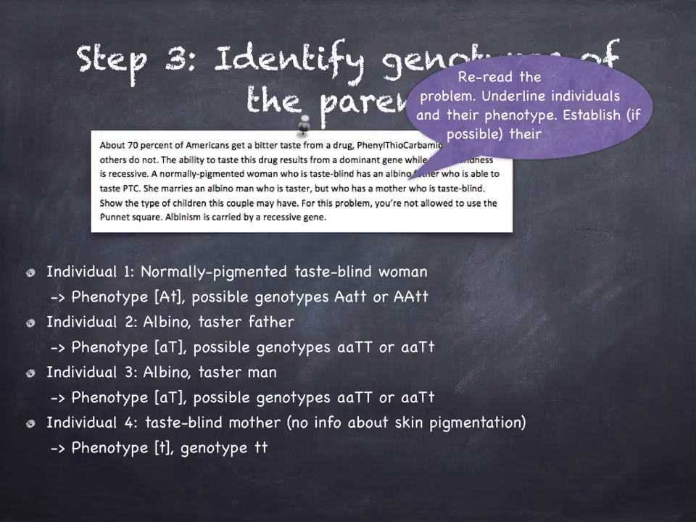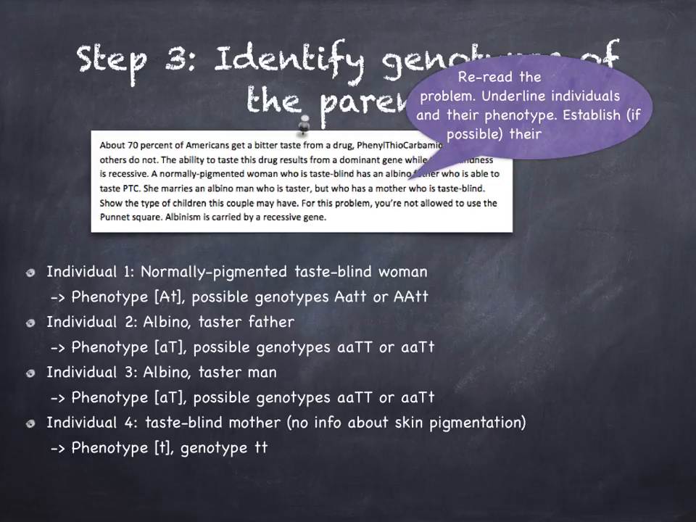Her genotype is not fully determined because the big A phenotype can come from a big A small a or a big A big A genotype. So as a result, she can be either big A big A small t small t or big A small a small t small t.